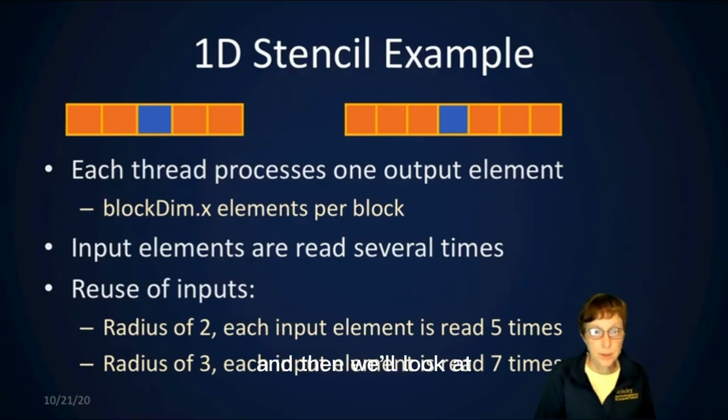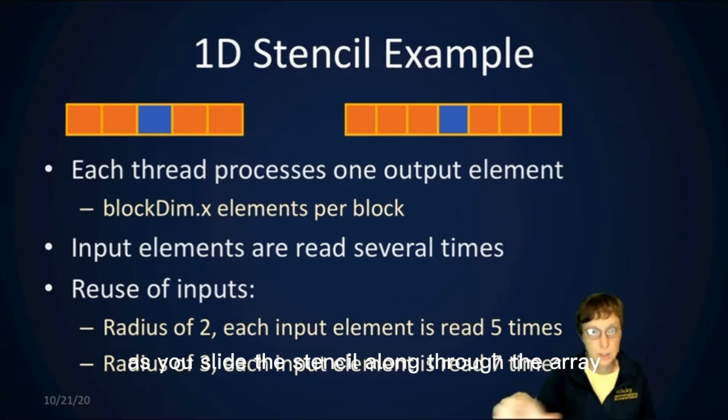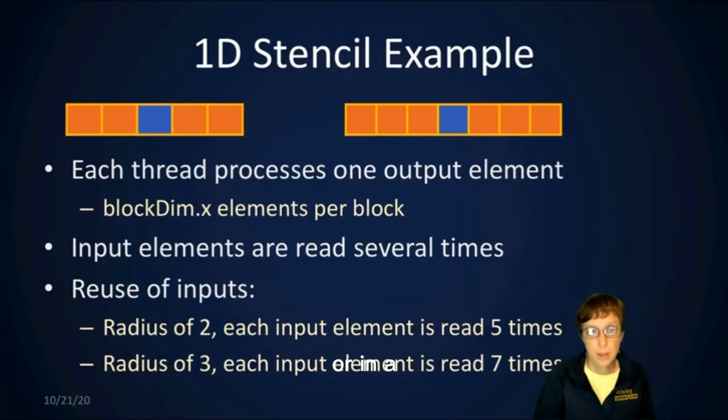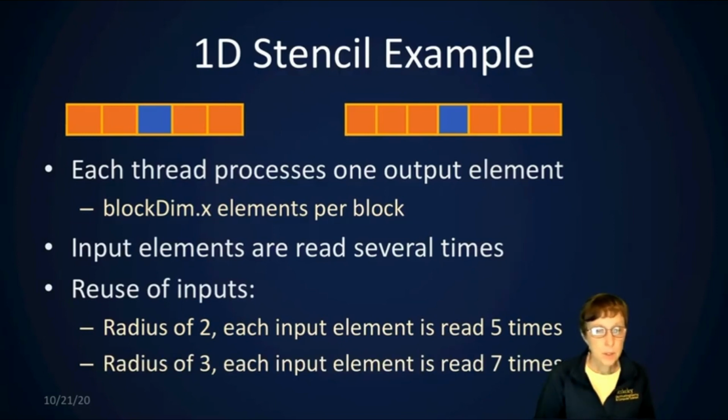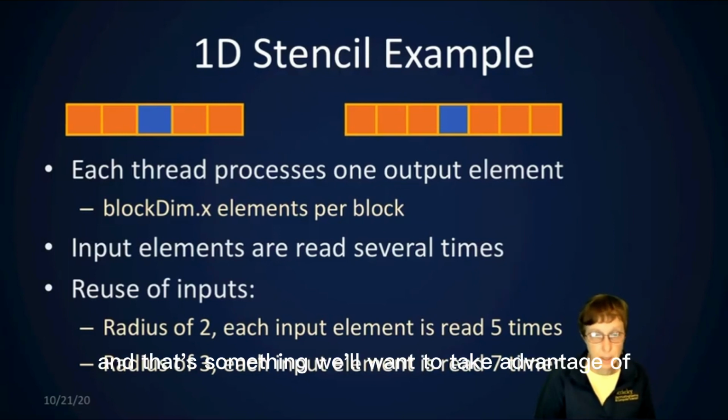And then we'll look at the input elements. You should notice that in something like a 5-point stencil, each one is going to be read 5 times, because you'll read it once in each one of the positions as you slide the stencil along through the array. Or in a 7-point stencil, you're going to read each one 7 times. So you're going to be reusing the inputs, and that's something we'll want to take advantage of by using some shared memory.